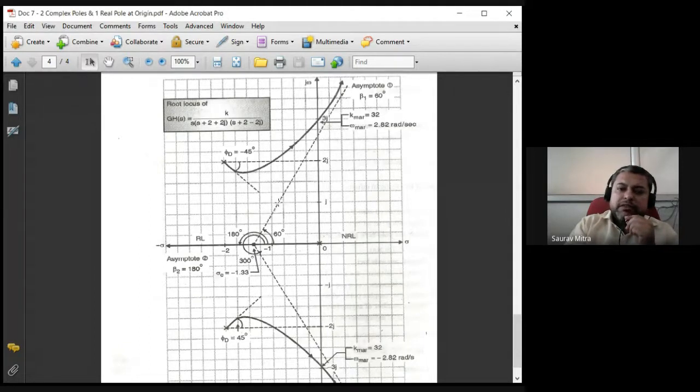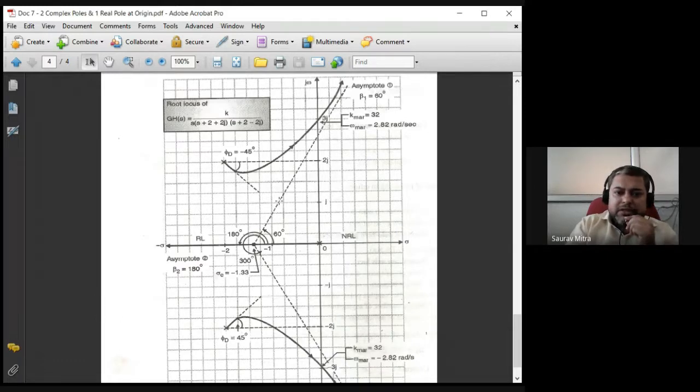Second root locus will be starting from minus 2 plus 2j, and as angle of departure is minus 45, this will be restricted within minus 45 degree angle. So this will take a bend at minus 45, then it will go up, and eventually we will calculate what is k marginal. So k marginal you are calculating at omega marginal of 2.82. So this is the 2 plus j2, that means this is 2j, and above actually this will be 2.82. That means while crossing the j omega axis, this root locus will cross at 2.82 radian per second.